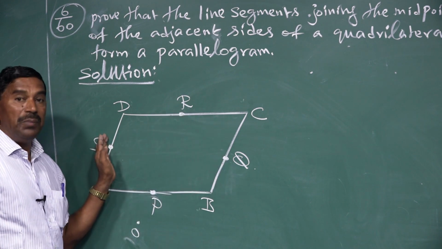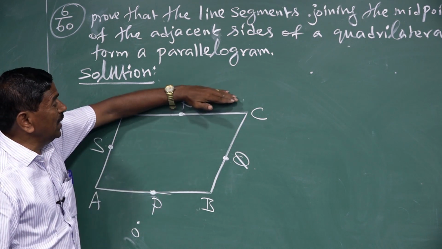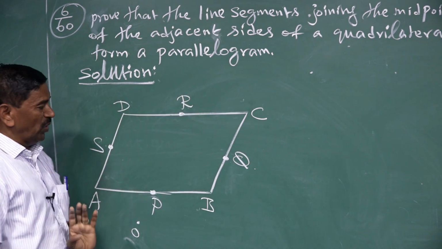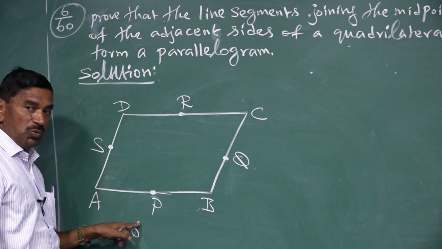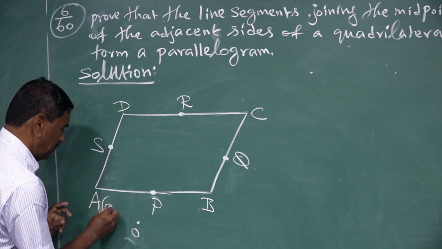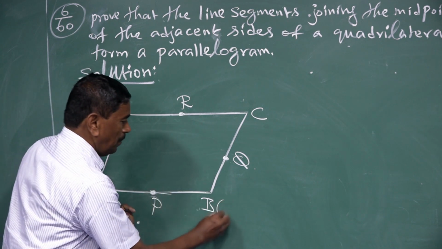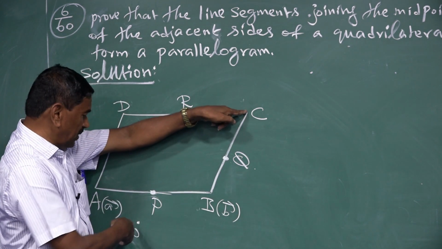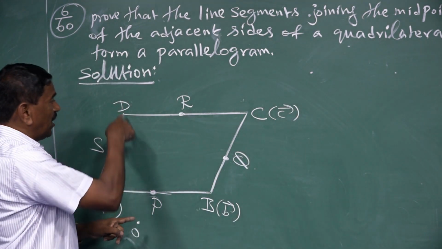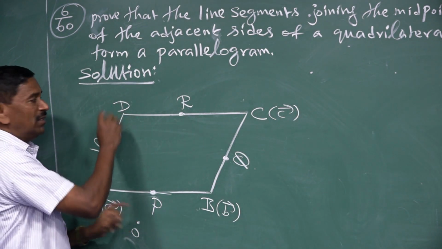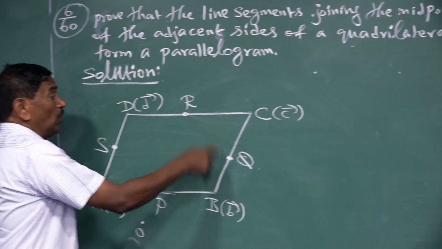P, Q, R, S be the midpoints of the sides AB, BC, CD and DA respectively. That's all. Next, let the position vector of A with respect to origin O be A vector. The position vector of B with respect to origin O is B vector. The position vector of C is C vector. The position vector of D is D vector.